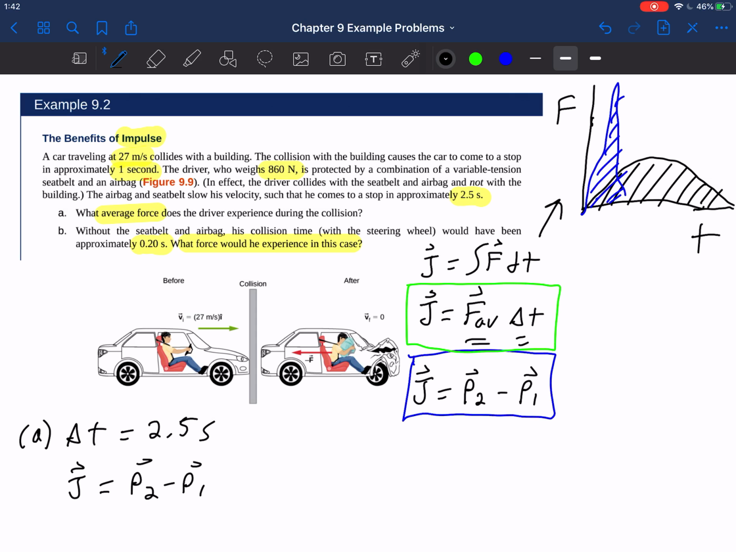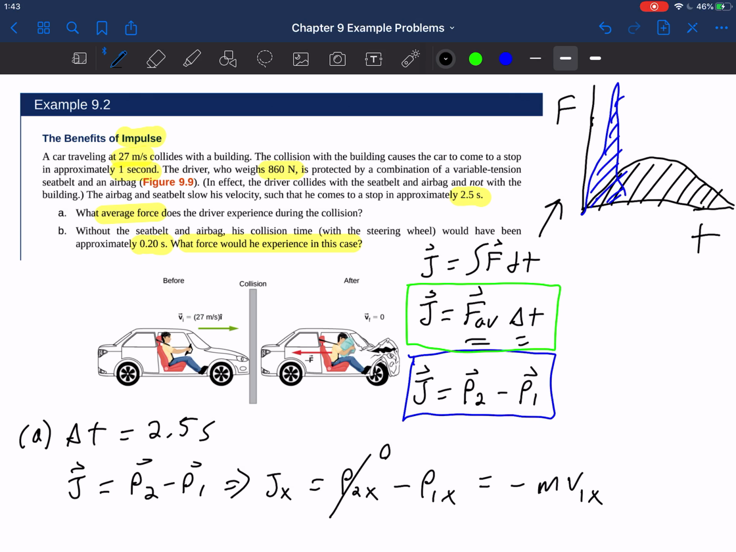Impulse is a vector, but let's just say all this motion is in the x direction. In that case, this becomes just the impulse in the x direction. We can talk just about the x component, which is equal to the momentum of the person after the collision in the x direction minus the momentum of the person in the x direction before the collision. Okay. After the collision, the person has stopped, so that's just 0. And so the impulse just becomes equal to minus the momentum of the person before the collision, or minus the mass of the person times the velocity of the person before the collision at time 1 in the x direction.